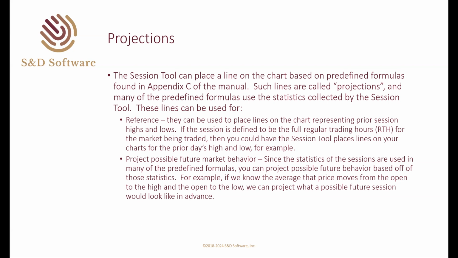So let's say you have the session tool set up, and you've defined, let's say, a pit session for some market. And you're trying to get an idea of what the range of price is going to be in the next pit session. And so you have the averages of the range from the prior pit session and the standard deviations. So you could have the tool calculate and put on the chart a high line and a low line of where the next session may go to.